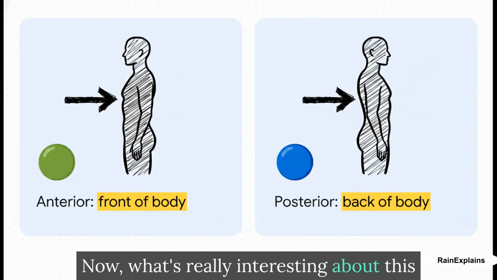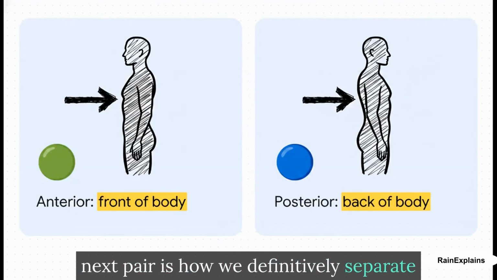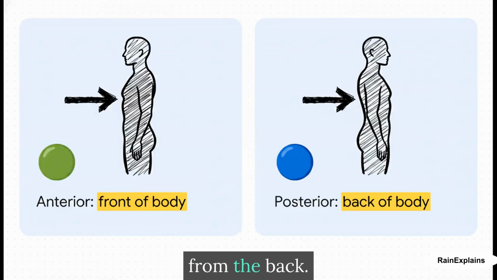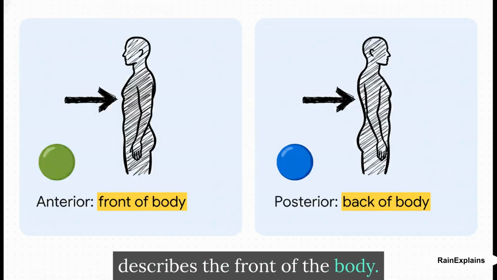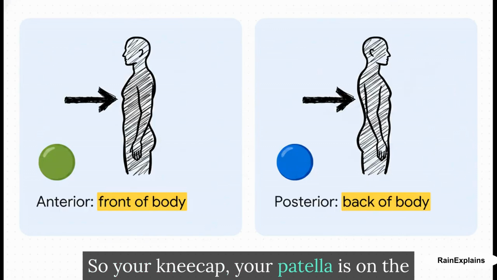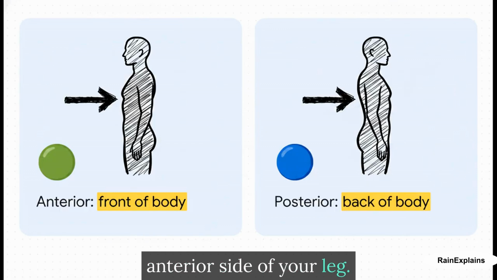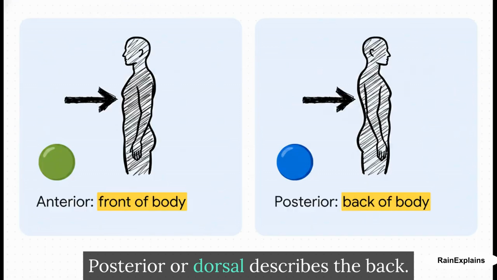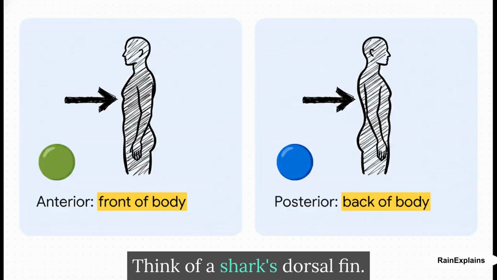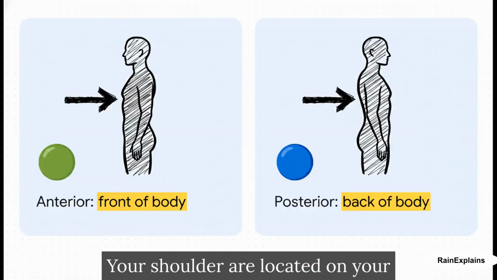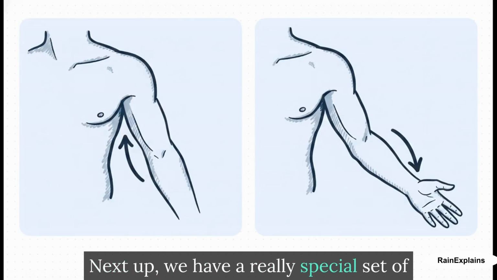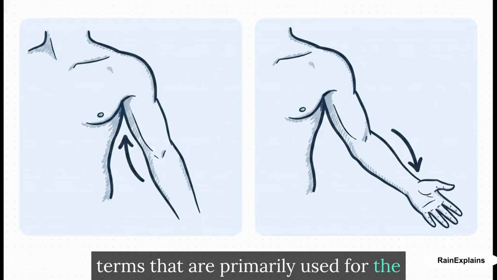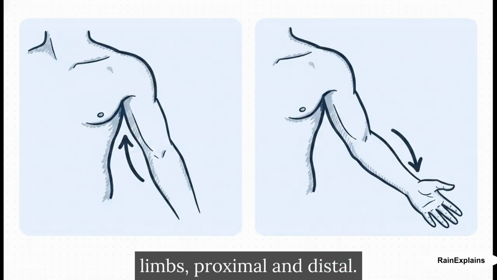Now, what's really interesting about this next pair is how we definitively separate the front side of the human machine from the back. Anterior, which is also called ventral, describes the front of the body. So your kneecap, your patella, is on the anterior side of your leg. Posterior, or dorsal, describes the back. Think of a shark's dorsal fin. Your shoulder blades are located on your posterior side. Next up, we have a really special set of terms that are primarily used for the limbs, proximal and distal.